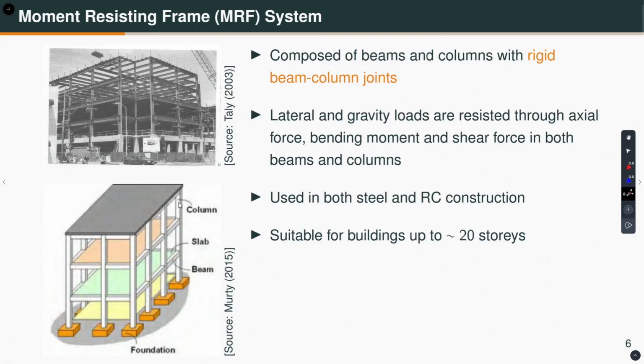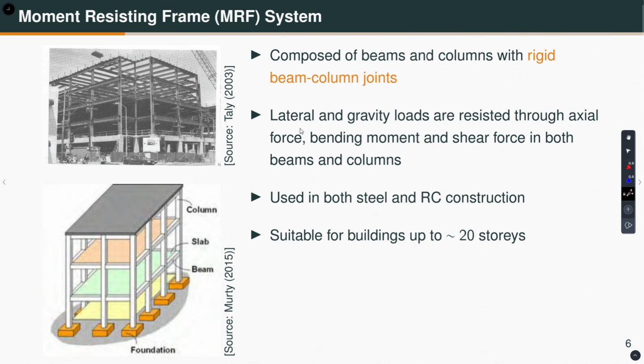So, what is a moment resisting frame? I am giving you two examples. One is for steel, which is taken from this book by Talley, and this is a reinforced concrete moment resisting frame, which is taken from the Earthquake Tips by Professor C.V.R. Murthy. Moment resisting frames are basically composed of beams and columns with rigid beam column joints. For linear analysis purposes, we take them as rigid, but for nonlinear analysis often the beam column joints are modeled carefully, for reasons that we will see later on if time permits.